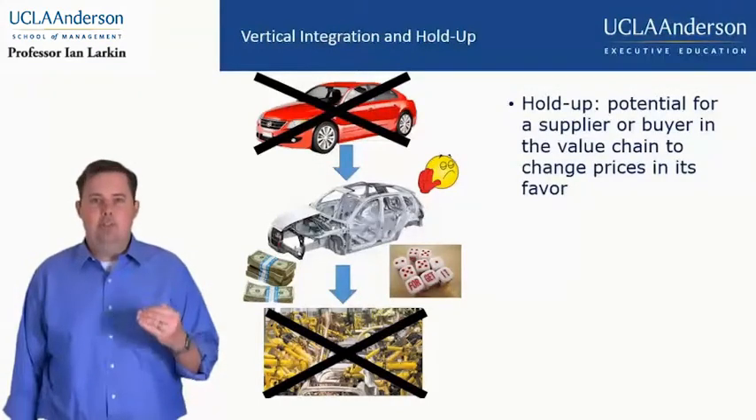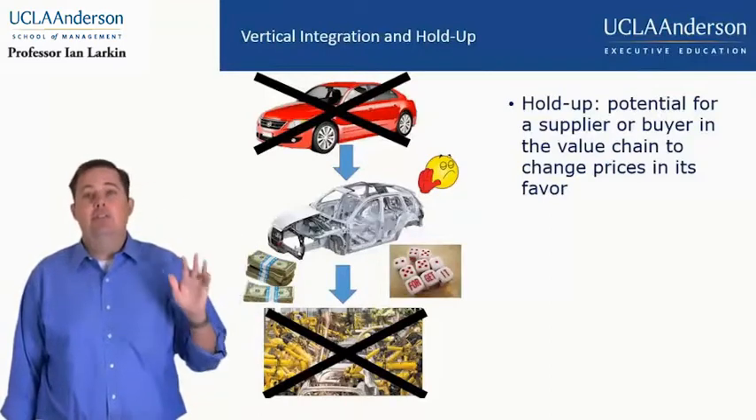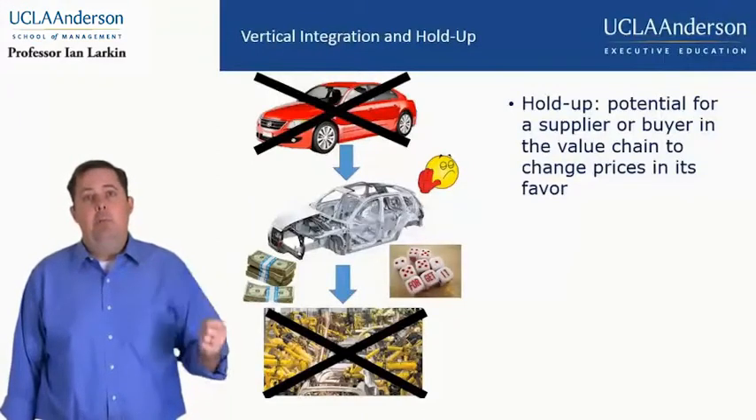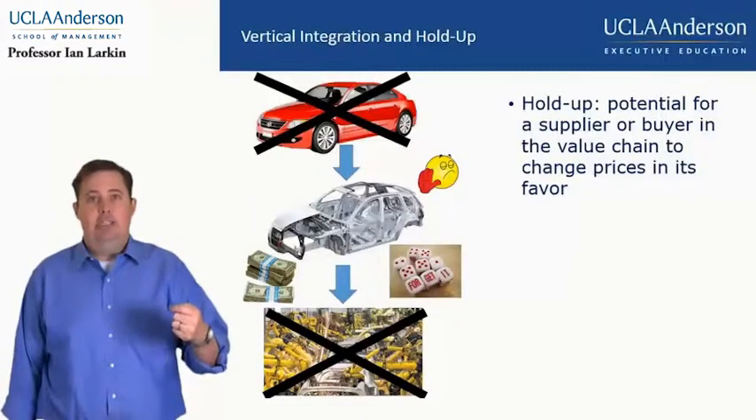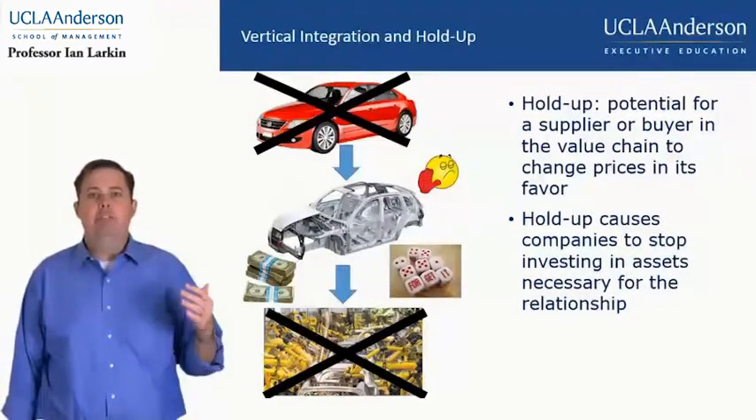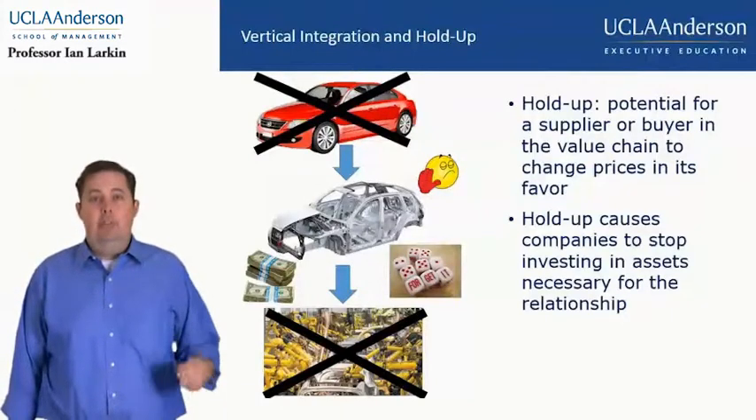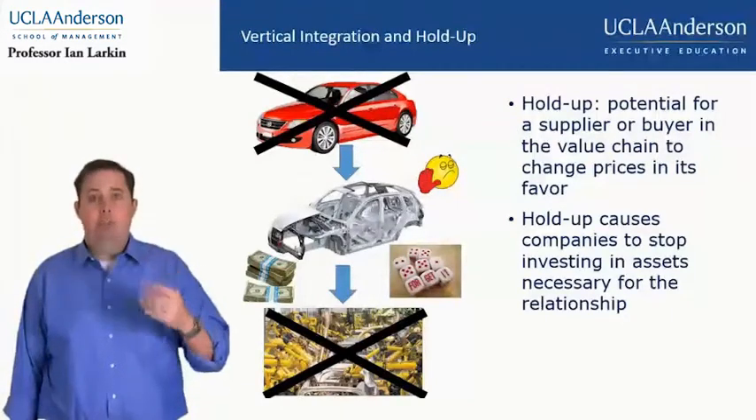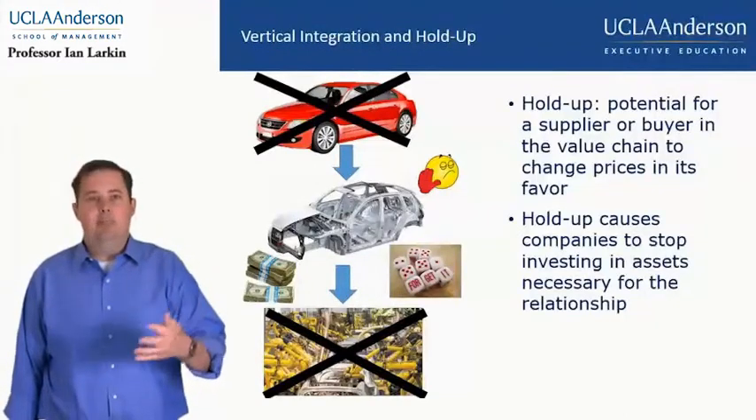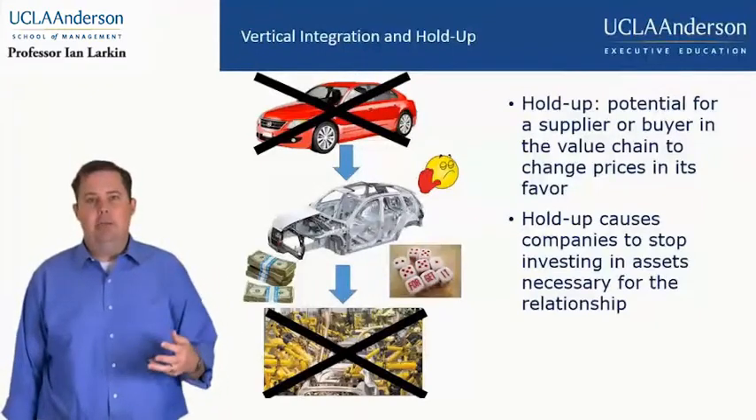Holdup is the potential for a supplier, or the same arguments could be made upstream for a buyer, to stop investments that you need in your value chain if the market changes in ways that aren't foreseen at the time the contract is written. And what holdup does is cause companies to stop investing in specialized assets that are necessary for the relationship. The reason that the capital equipment in this car supplier example are specialized is the company might not be able to use these robots for any other car manufacturer. They're specialized to the specific car bodies that you want.